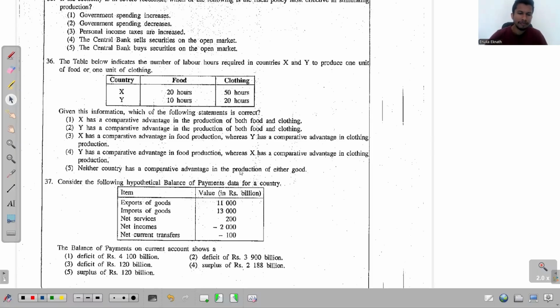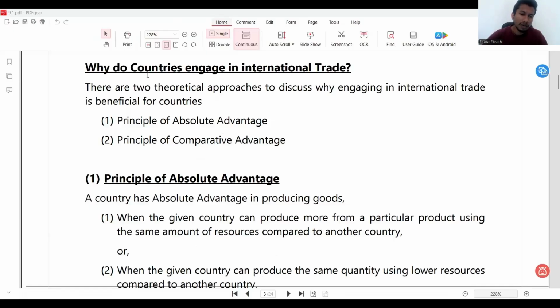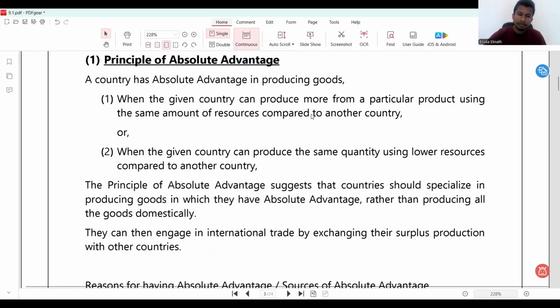Right, look at this. So the question is, why do countries engage in international trade? So the countries may engage in international trade due to having absolute advantage or maybe due to having comparative advantage. Right? So that's the simplest answer. And then if you look at this absolute advantage, I'm telling you, a country has absolute advantage in producing goods when that country can produce more from a particular product using the same amount of resources. If not, when that given country can produce the same quantity using lower resources compared to another country.